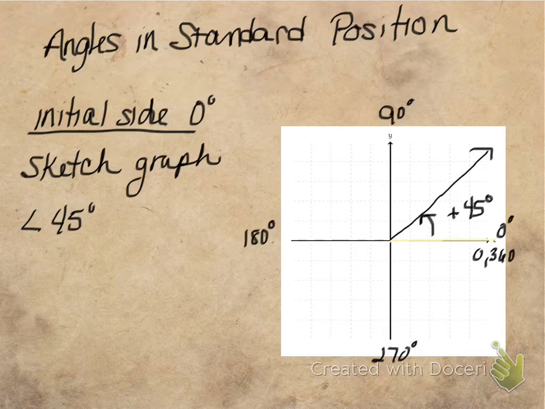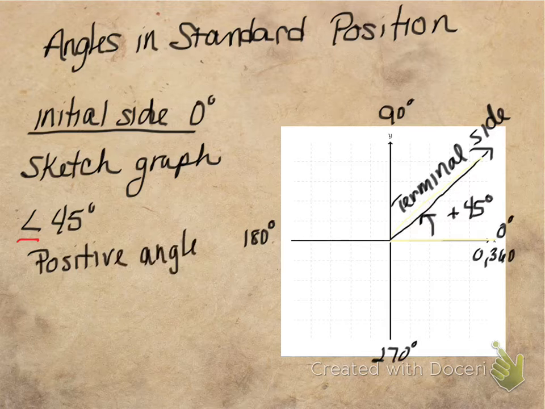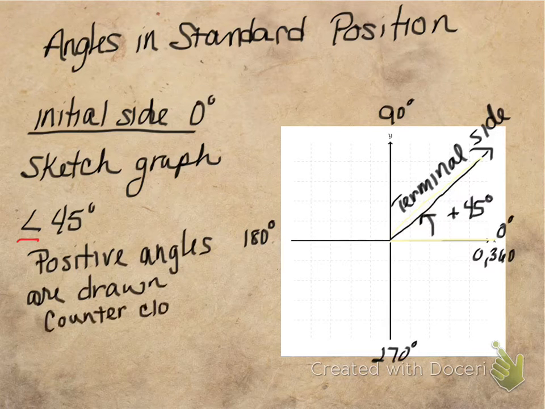Sketching the graph, 45 degrees is about halfway between 0 and 90. So that's my estimation for that. The arrow pointing upwards, showing that's the 45 degree angle I'm talking about. So your positive angles are always drawn in a counterclockwise fashion.